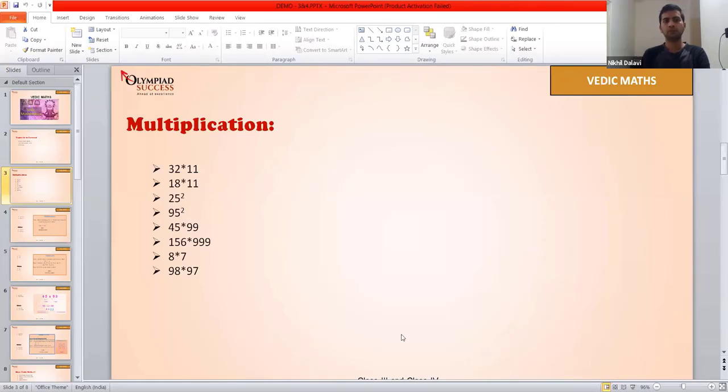So today we are learning about Vedic maths. We are learning how we can multiply numbers very quickly, without any errors. I think some students are asking what is the square of 25. Basically, square of 25 is 25 multiplied by 25, and 95 square is nothing but 95 multiplied by 95. You can do it in this way.